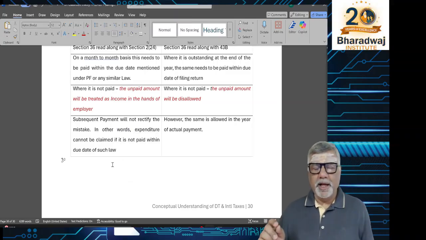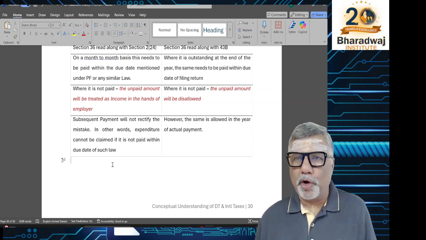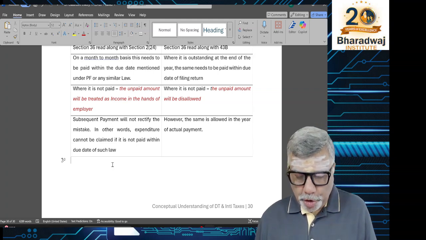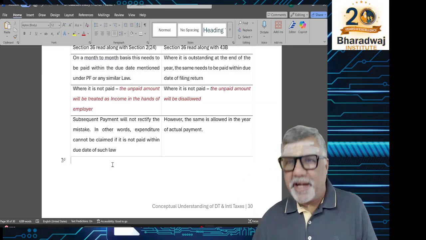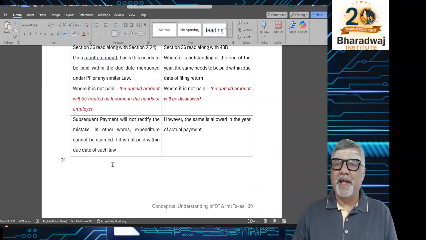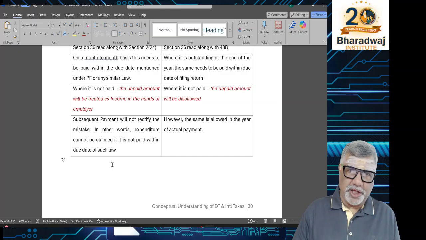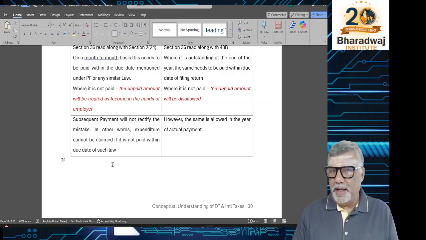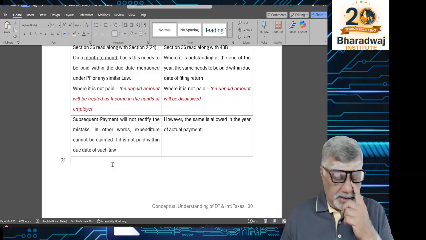This is the most important aspect, or difference, in employee and employer contributions. Employees' contribution should be paid within the due date of that law; if not paid, treat it as income. Never after that can you claim the expenditure. Employer's contribution: pay before the due date of filing returns. Unpaid will not be allowed as a deduction. Expenditure will be disallowed. Okay. And later payment will be allowed. That's the biggest difference.